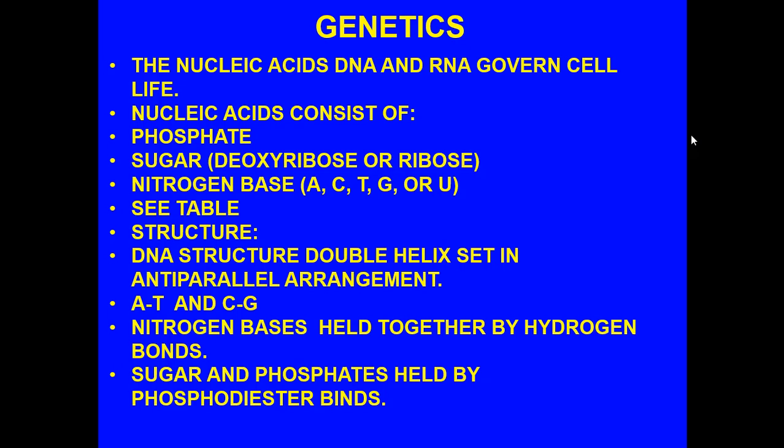And that DNA structure is a double helix set in anti-parallel arrangement. So in other words, one goes in one direction, one goes in the opposite direction. You always have pairings of adenines with thymines and cytosines with guanines. That is because where they bind together are held together by hydrogen bonds. And this is in the nitrogen base area. The sugars and phosphates are held together by phosphodiester bonds.